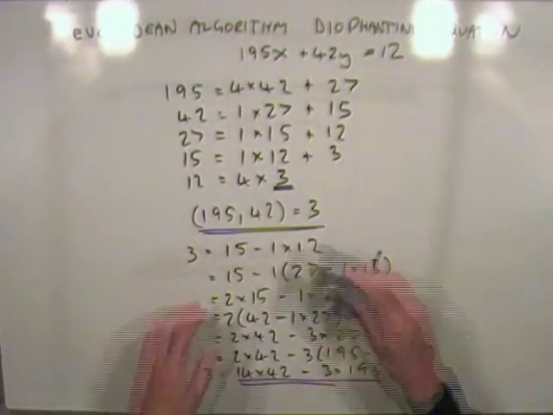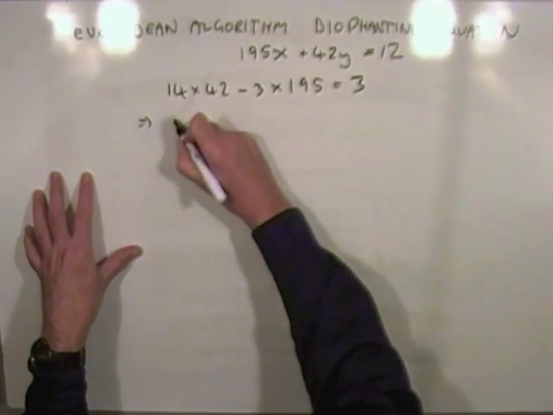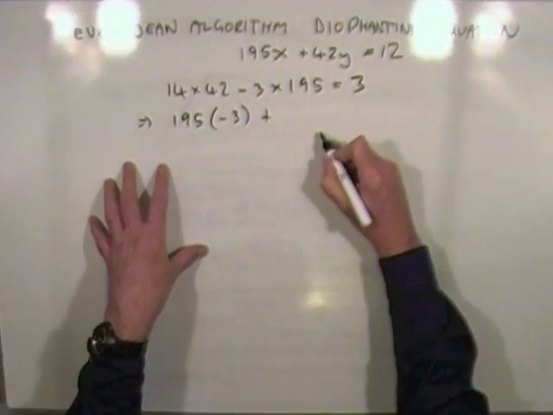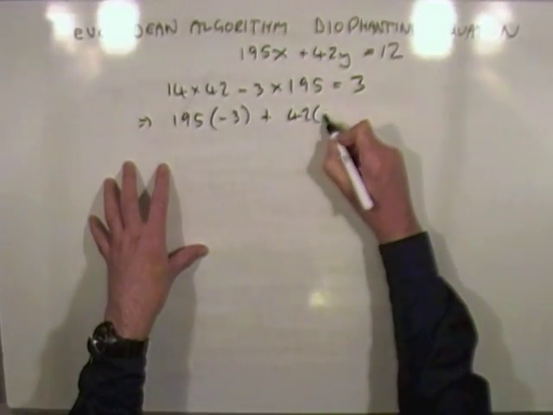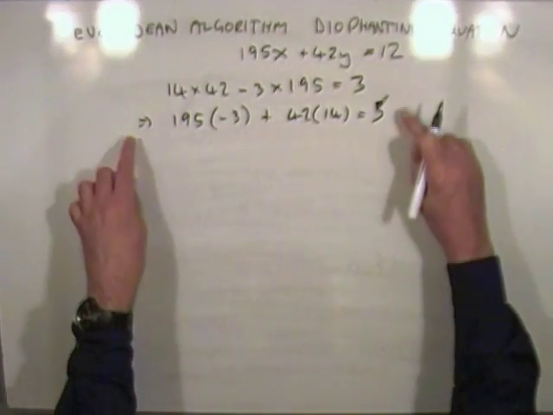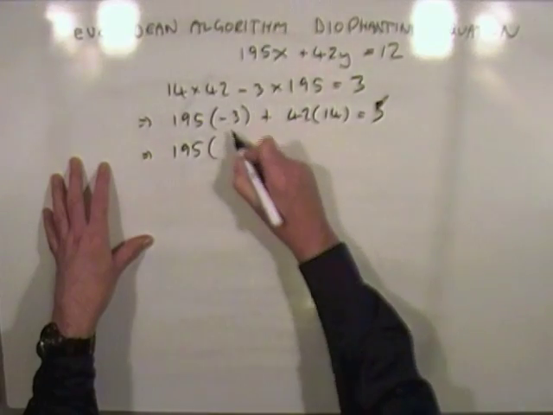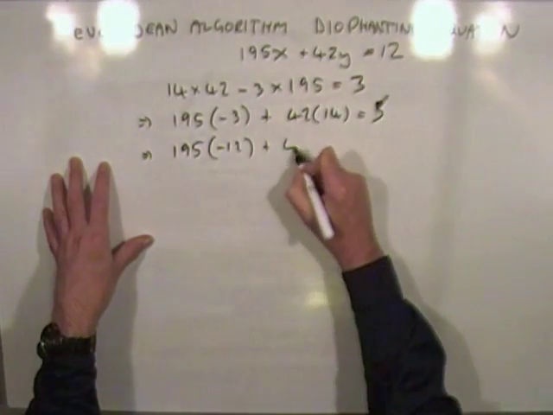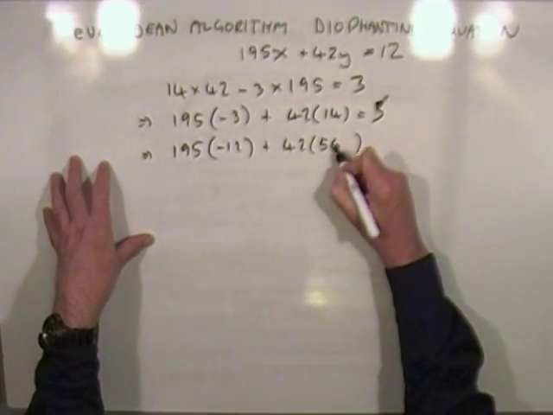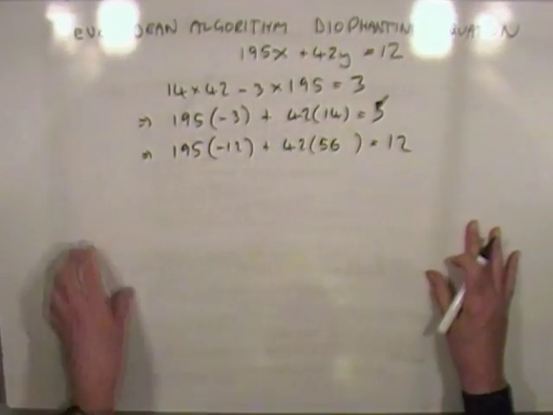So back up to the top. Now just rearrange that into the form of that equation, which has got the 195 first. So 195 times negative 3 plus 42 times 14 equals 3. However, this equals 12, so multiply it all by 4. So 195 times negative 12 plus 42 times, multiplying by 4, 56, equals 12, which you can check in your calculator.